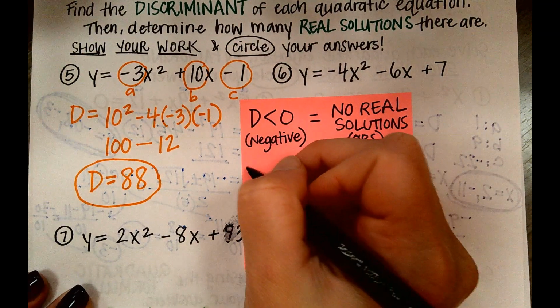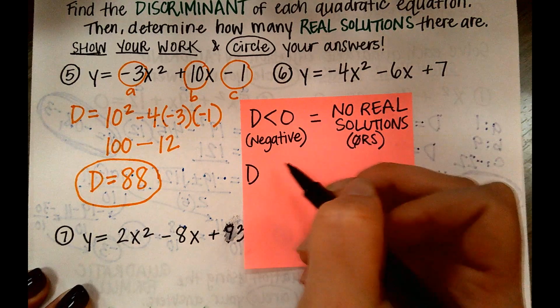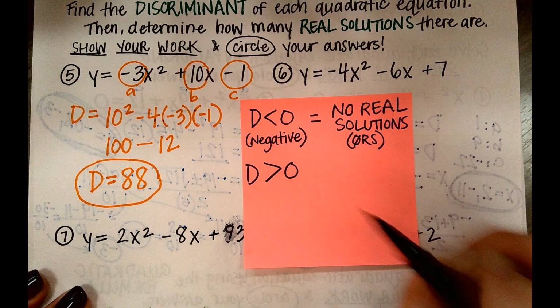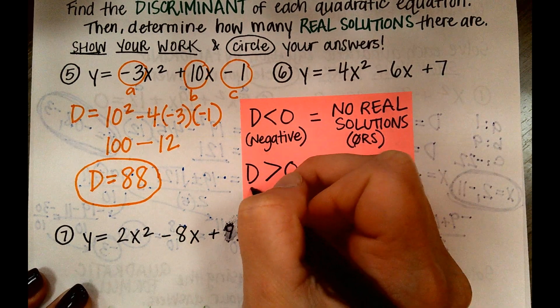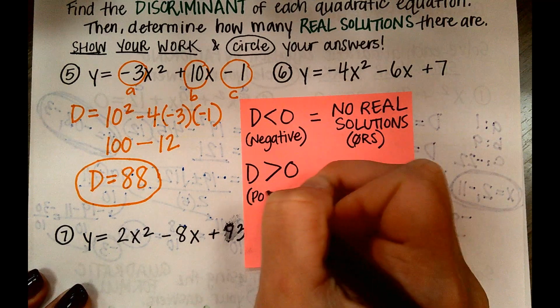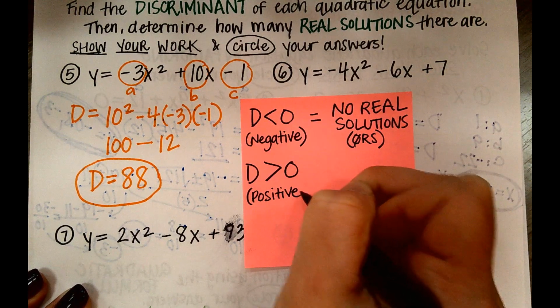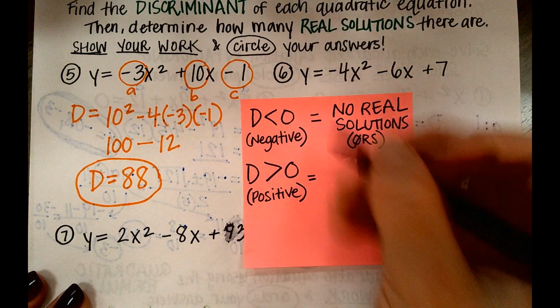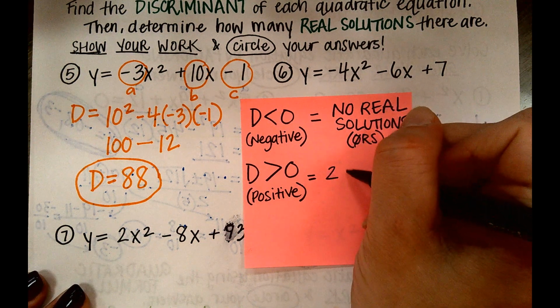When the discriminant is greater than 0, which means it's a positive number, you will get 2 real solutions.